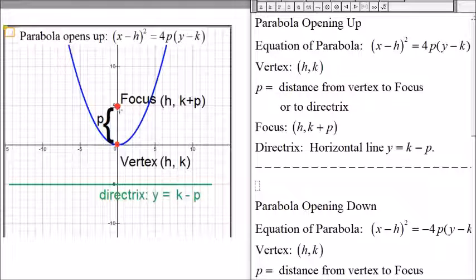And the focus is located, from here to here, at k plus p. So the focus is located at (h, k plus p). And the directrix is the horizontal line y equal to k minus p.